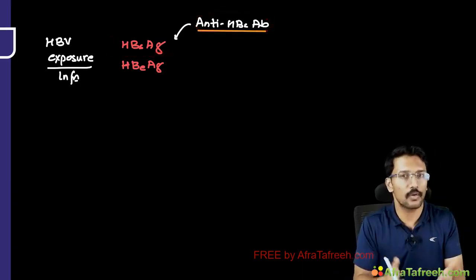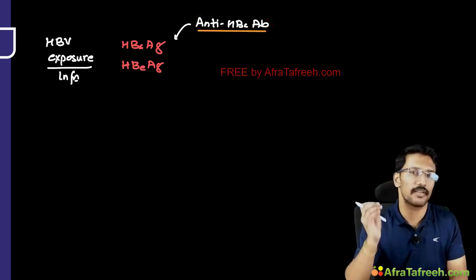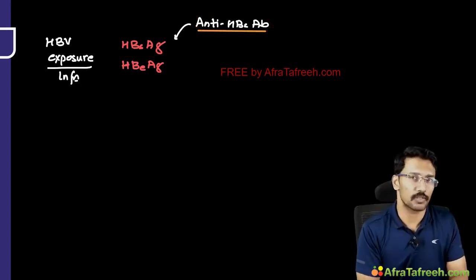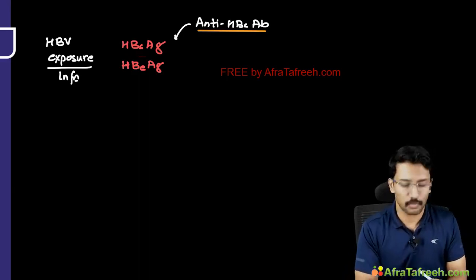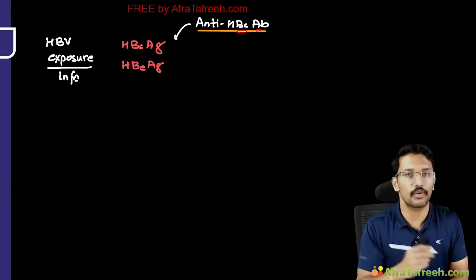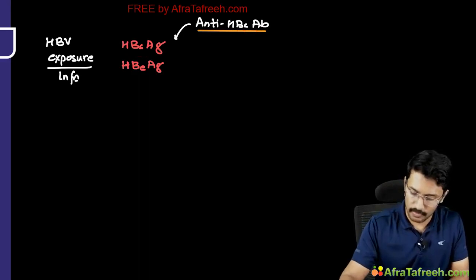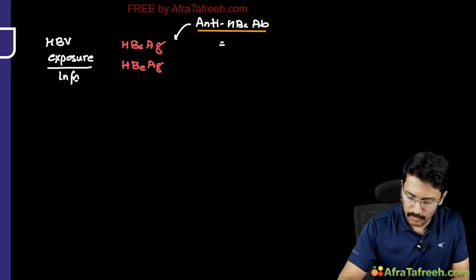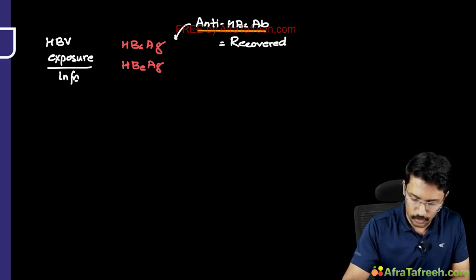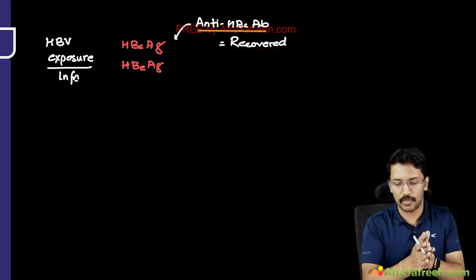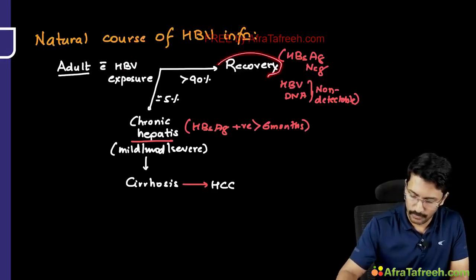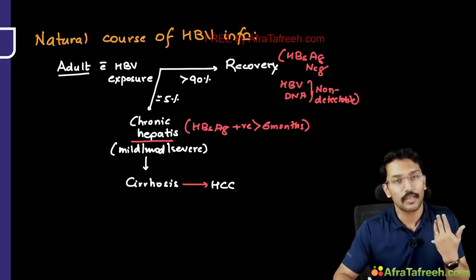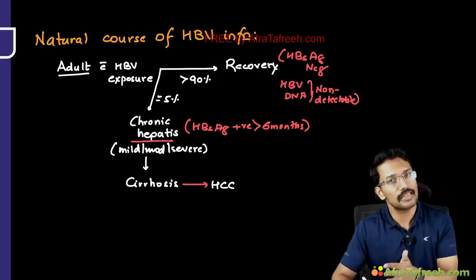You will not encounter patients where surface antigen is positive and the anti-HBs antibody is positive. You will see only one of them being positive. Either the surface antigen is positive or anti-HBs antibody is positive. So when you have anti-HBs antibody, it means the patient has recovered, right? The recovery is ensured by producing anti-HBs antibody. Whoever showed recovery, all of them showed recovery because of the development of anti-HBs antibody.